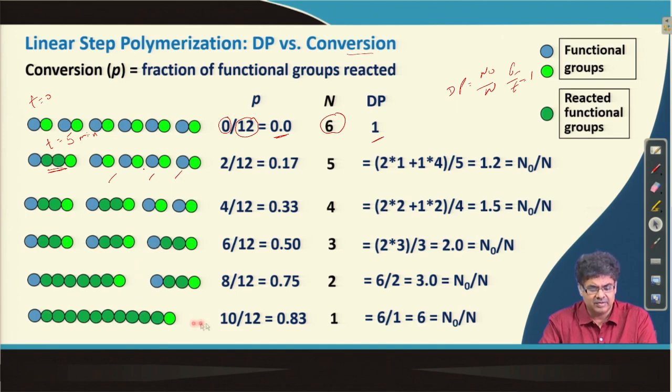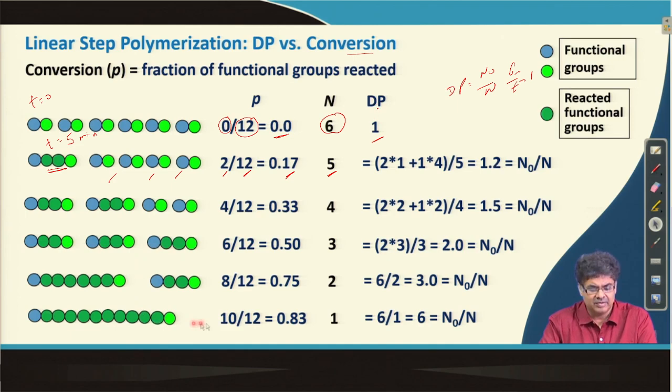number of monomers, oh sorry, number of molecules, there are 5 molecules only, because one is a dimer and 4 are monomers. Okay, so how many functional groups reacted? 2. And how many were there? 12 were there. So 2 upon 12, it is 0.17. The conversion is 0.17.